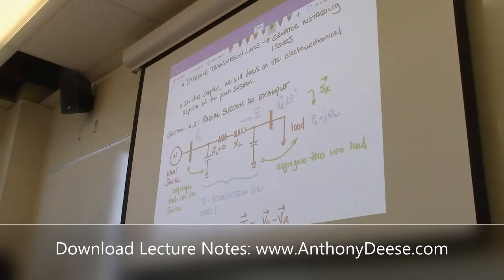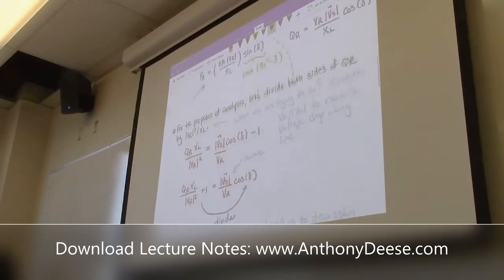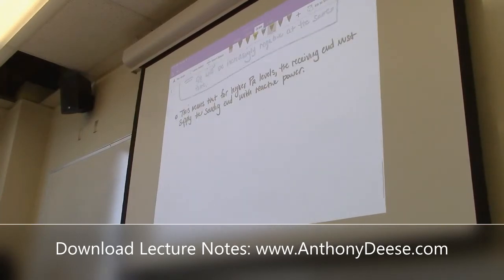And the reason for that is because we're assuming that Vs is approximately equal to Vr. If we didn't make that assumption, this wouldn't hold true. That reactive power being supplied by the receiving end is essential to propping up the voltage magnitude at the receiving end. Otherwise, there would be a pretty significant drop along the line. Okay.